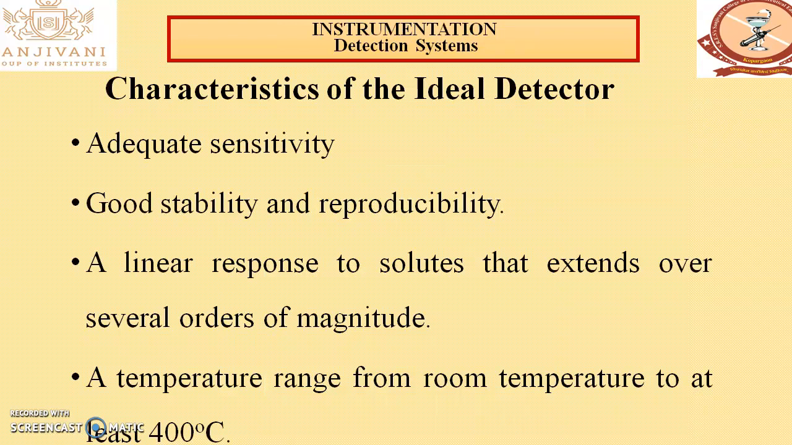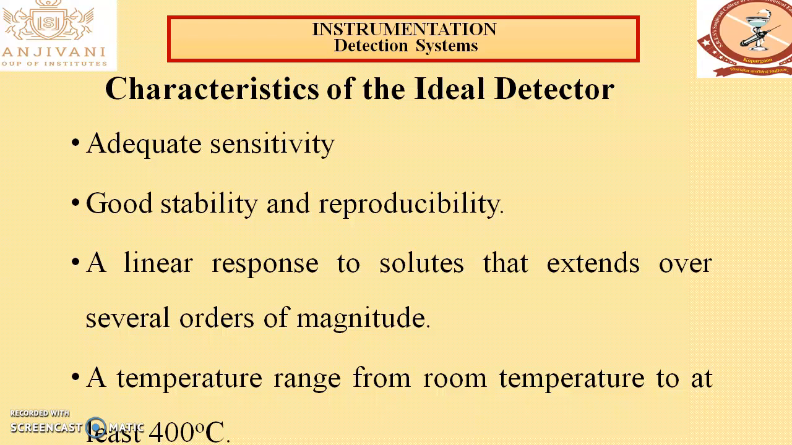So detector must have adequate sensitivity. Now the sensitivity means the minimum amount of sample it is being detected accurately by the detector. So that is the sensitivity of the detector. So the detector must be adequately sensitive. Good stability and reproducibility in terms of higher temperatures are being used. So the detector must be stable enough to withstand the higher temperatures. Reproducibility means, if we are injecting the same kind of sample, we should get the reproducibility of the results.